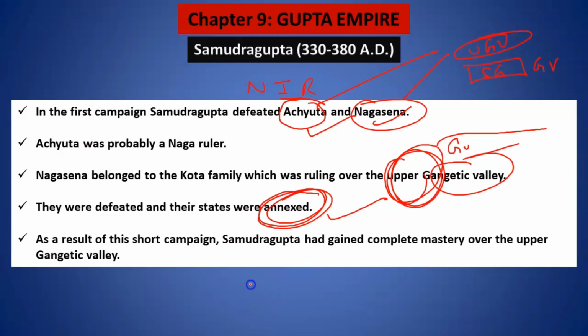Why? Because when he fights against North Indian rulers, he will annex those territories, he will capture those territories. But when he will fight against South Indian rulers, he will fight against them, but he will give them back their kingdoms, but under his own supervision. I hope this important difference is clear to all of you.